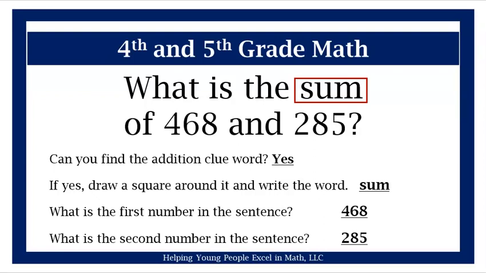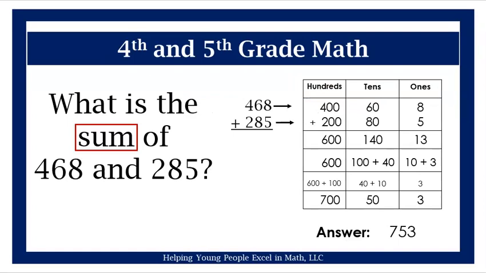Again, we are going to use expanded notation in order to add our 2 numbers. For 468, we see that we have 400 in the hundreds place, 60 in the tens place, 8 in the ones place. For 285, we have 200 in the hundreds place, 80 in the tens place, and 5 in the ones place. Starting at the ones column, 8 plus 5 is 13, and then we can drop down and we can see that we can split that into expanded notation, 10 plus 3.